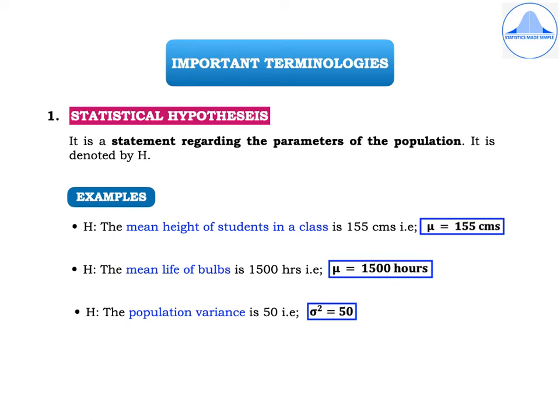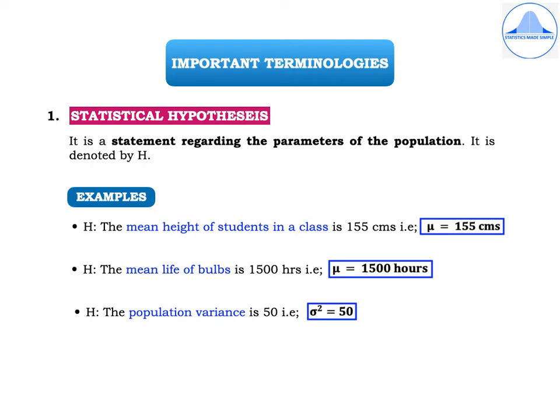Second example, the mean life of bulbs is 1500 hours. So if I take into consideration all bulbs which are manufactured in a factory, it will be a population, and the mean life of these bulbs is denoted by mu. That means mu is equal to 1500 hours. Then similarly, the population variance is 50. So you know that the population variance is denoted by sigma square. So in terms of notation, the statement will be sigma square is equal to 50.